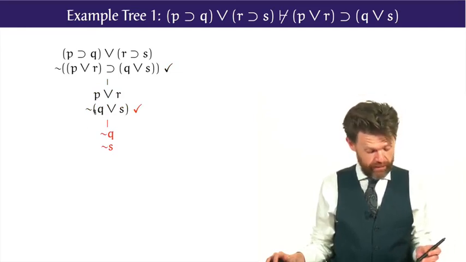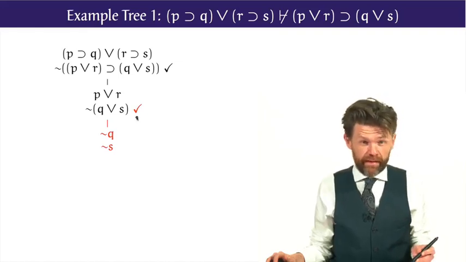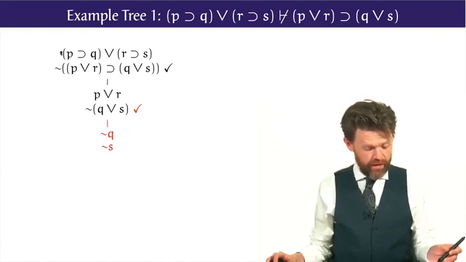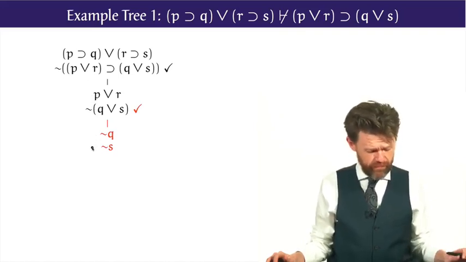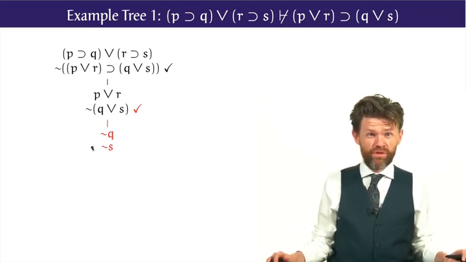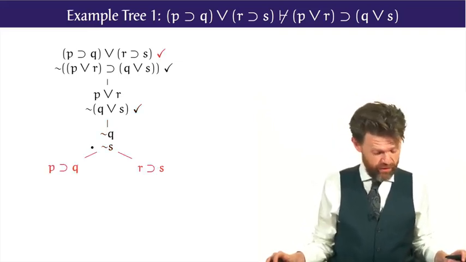Negated disjunction, that means both of the disjuncts have got to be false, so I write down not Q and not S. Again, that gets a tick, and so I have the premise still left to do, this P or R left to do, a not Q and a not S. So now it's much of a muchness what to choose, so I'll start with the first one.